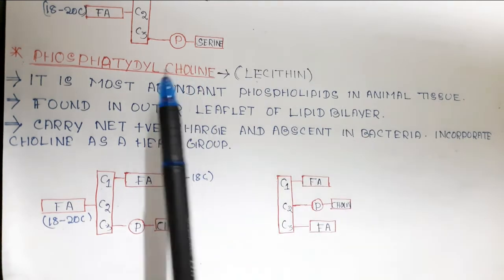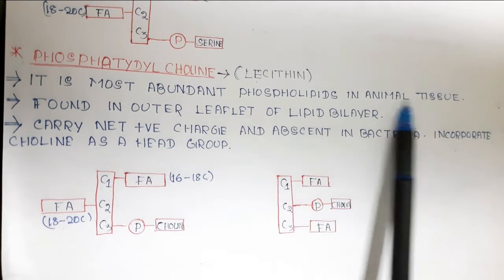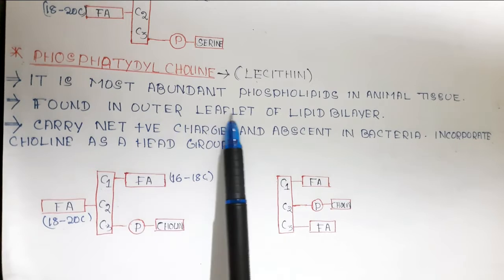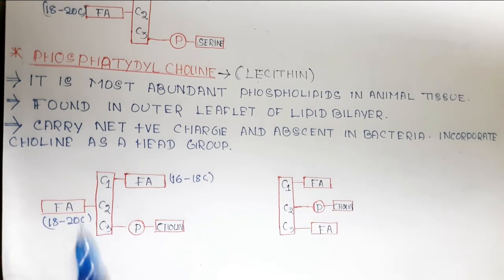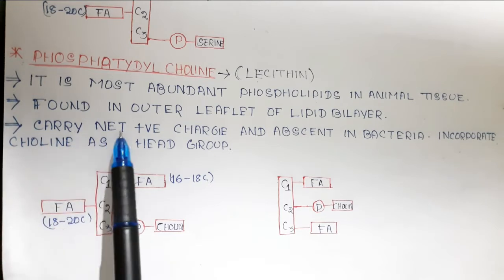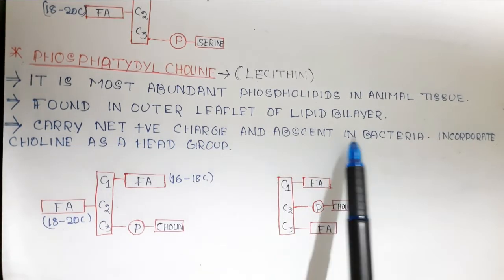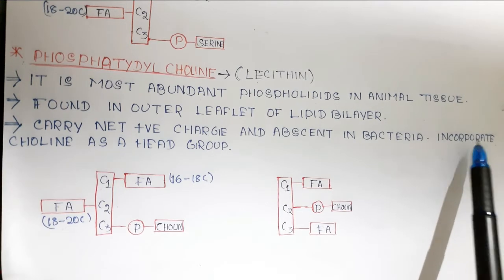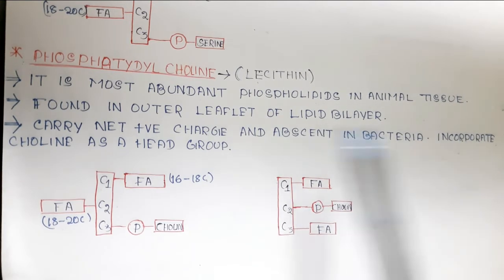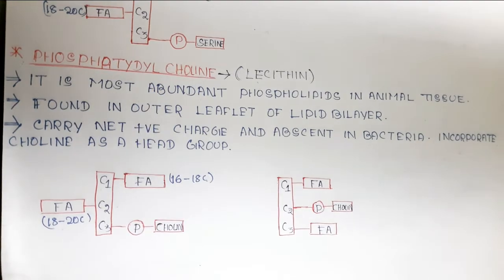Lecithin is present everywhere, found in the outer leaflet of the lipid bilayer. The next point is that it carries a positive charge and is absent in bacteria, and choline is incorporated in the head group to form phosphatidyl choline.